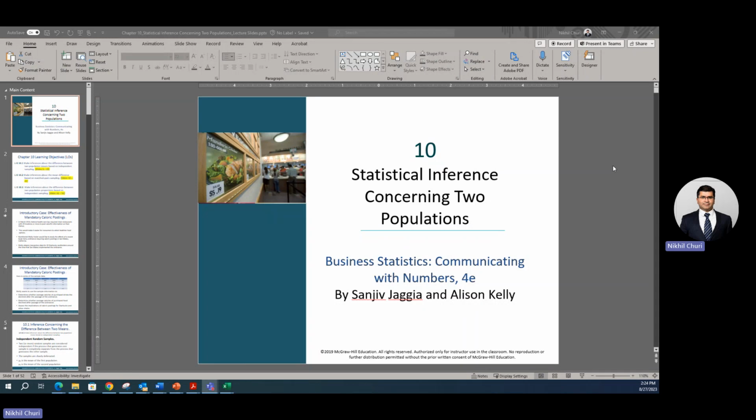Getting started with our very first lecture, chapter number 10, Statistical Inference Concerning Two Populations. Like I said in our syllabus video, we will be continuing with whatever we learned in our Business Stats 1, like hypothesis testing, interval estimation, a part of sampling distribution, and so on. So this is the continuation.